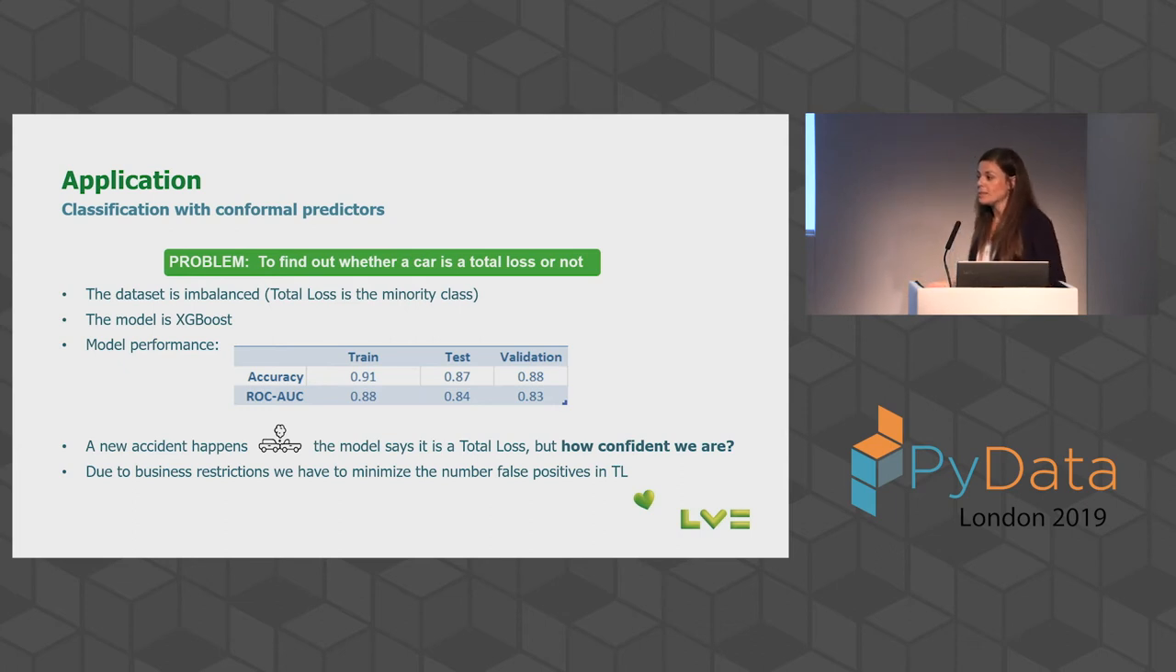The dataset was really imbalanced, which was a problem. We used XGBoost as a classifier, and the model had a very good performance. Accuracy 0.91 on train, test 0.87, validation 0.88, and ROC AUC 0.88. Not really a big difference between train, test, and validation. We can say that there is basically no overfitting. We were quite okay. A new accident happened, so again, the same question: are we confident or not?